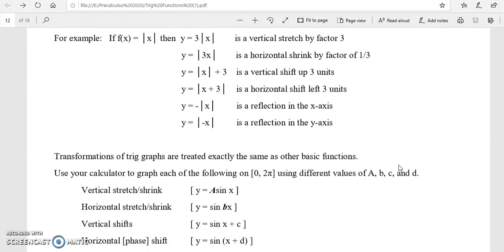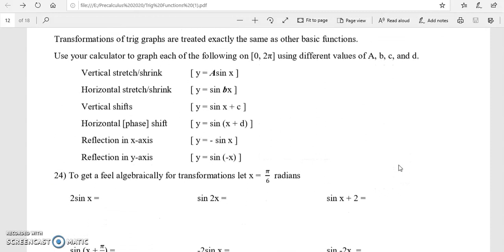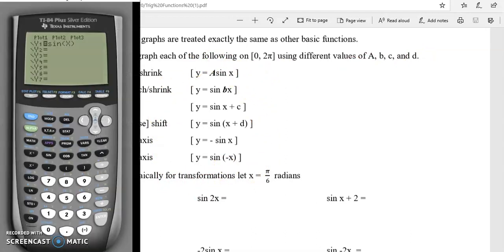So with the trig graphs, what we're going to look at is that those transformations are the same as other basic functions. So if we look from 0 to 2 pi, or 0 to 360 degrees, using different values of a, b, c, and d, we have these different transformations. So first, we just want to graph the basic sine function. So in there I have y equals sine of x, and if I press graph without changing any window or anything, in my standard window, this is what comes up.